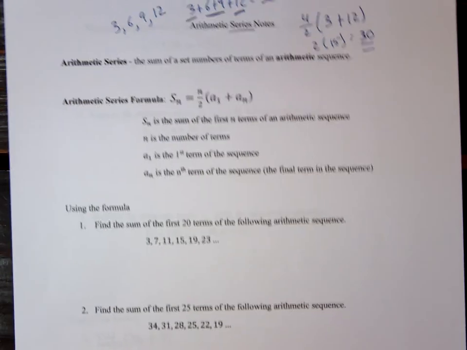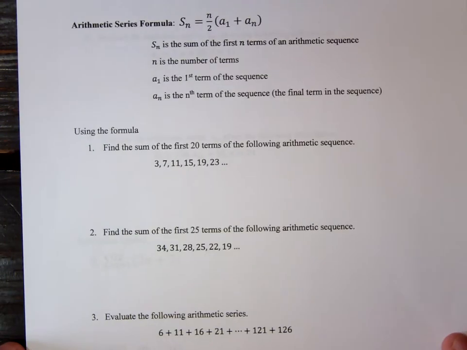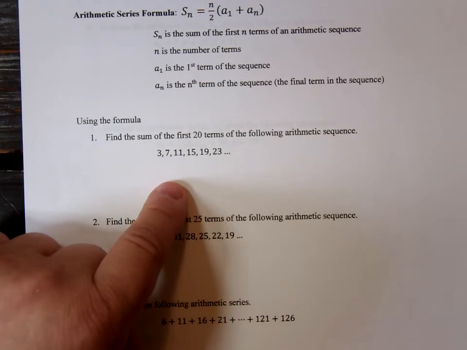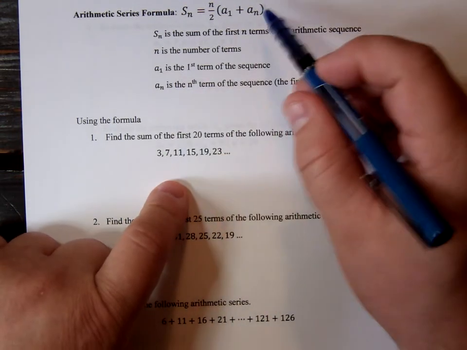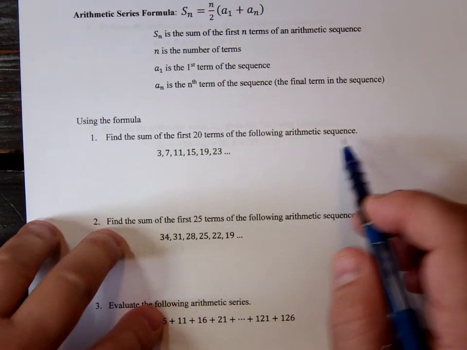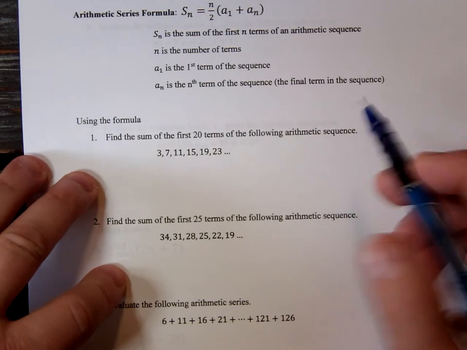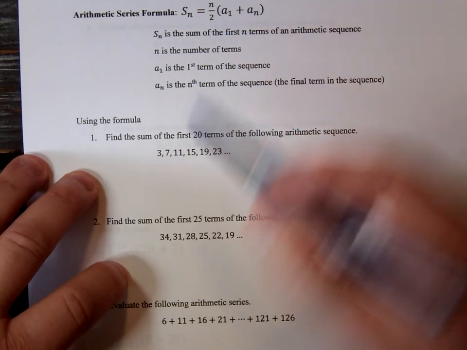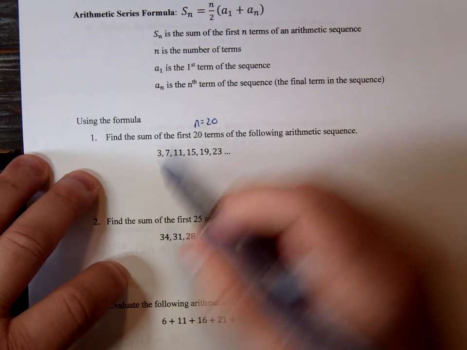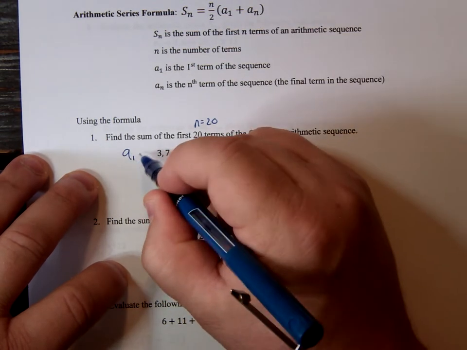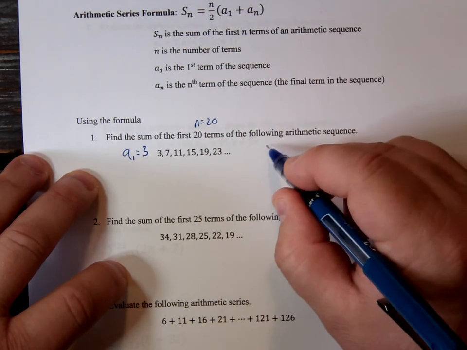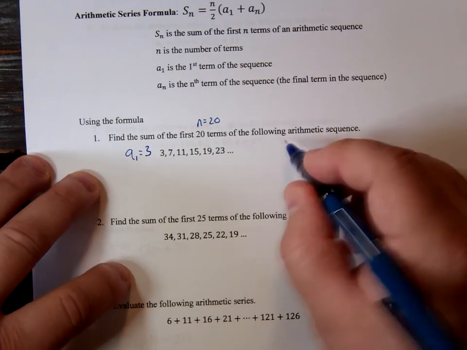Well, let's see how this works. Not a long worksheet, but you still need to remember the formula for the nth term, because sometimes, like in number 1, find the sum of the first 20 terms in the arithmetic sequence. To do that, we need to know how many terms there are. We do. N is 20. We need to know the first term, and we do. The first term is 3. But the nth term, which in this case is going to be the 20th term, we don't know.